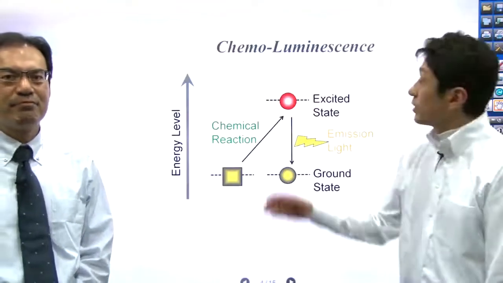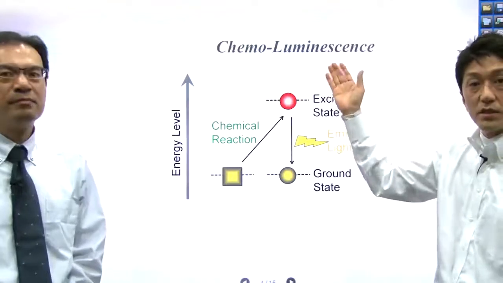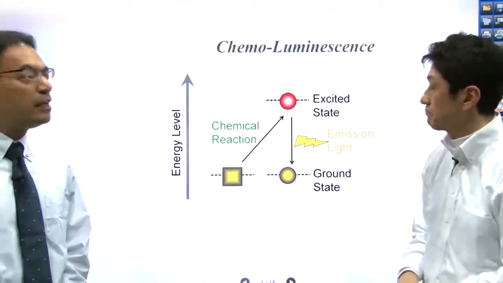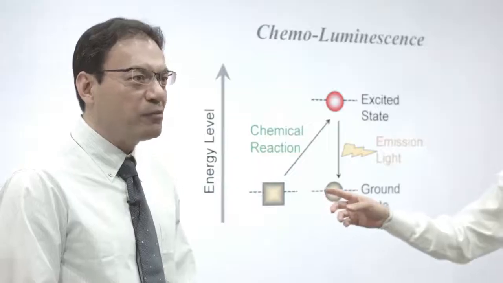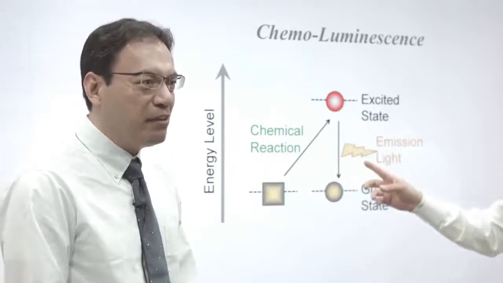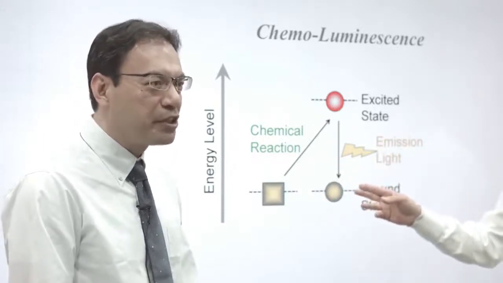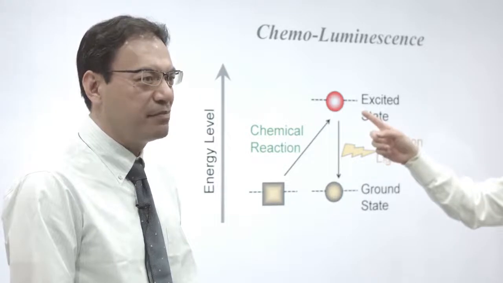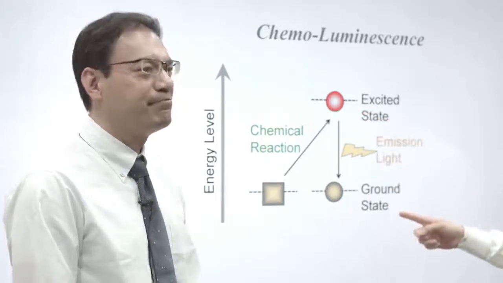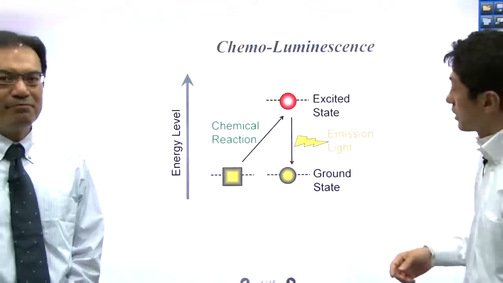In contrast, chemoluminescence does not require irradiation of light. Yes, the energy comes from a chemical reaction. A particular chemical reaction generates a distinct molecule in an excited state, and the energy is released as emission light. Do you have any good examples?